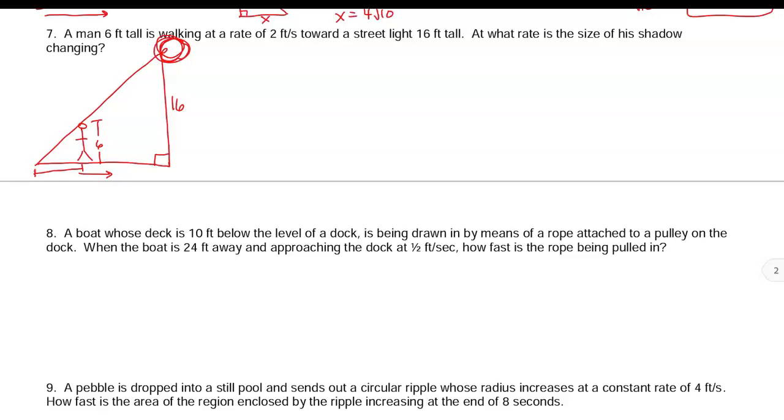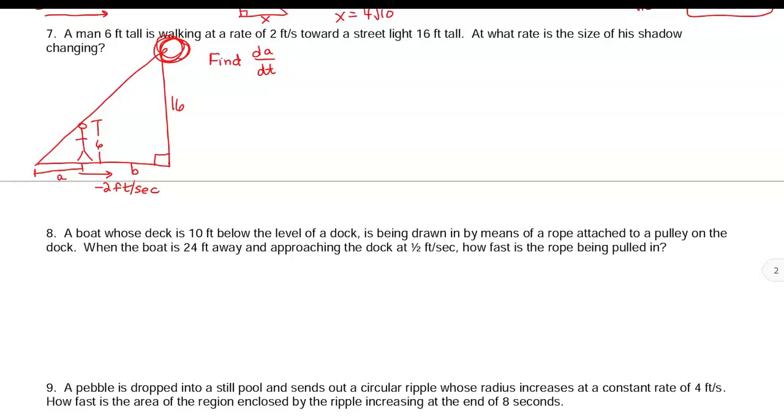Now I'm going to call that length A, and the distance from the man to the light post, I'm going to call that B. So he's walking at a rate of 2 feet per second toward the light. So I'm going to label 2 feet per second down here, and that is headed toward the light pole, so he's getting closer to it. So his distance is shrinking to the light pole. So I'm going to dub that a -2 feet per second. At what rate is the size of his shadow changing? So they're asking me to find dA dt, because A stands for his shadow, and how fast the shadow's length is changing would be dA dt.